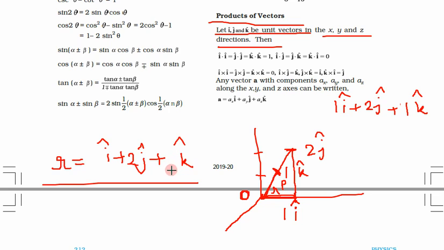So what is our vector? This is the distance, or displacement, between these 2 points. The vector is r equal to i plus 2j plus k. So this is the concept of vectors.